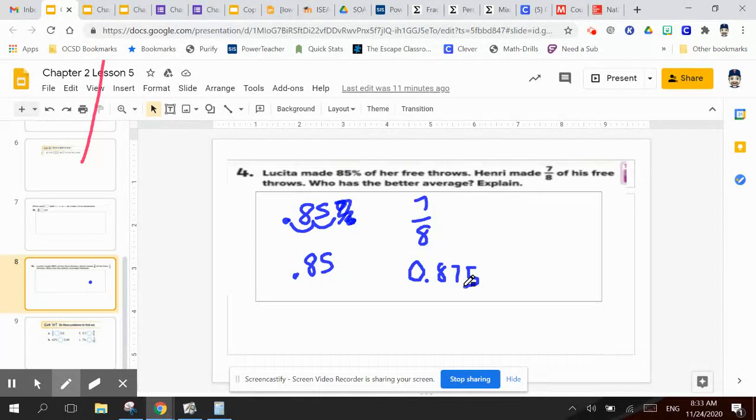And now to compare those two, again, if I look at the first two numbers, 85, 87, I see that 85 is less than 87. So 85% is less than 7/8.